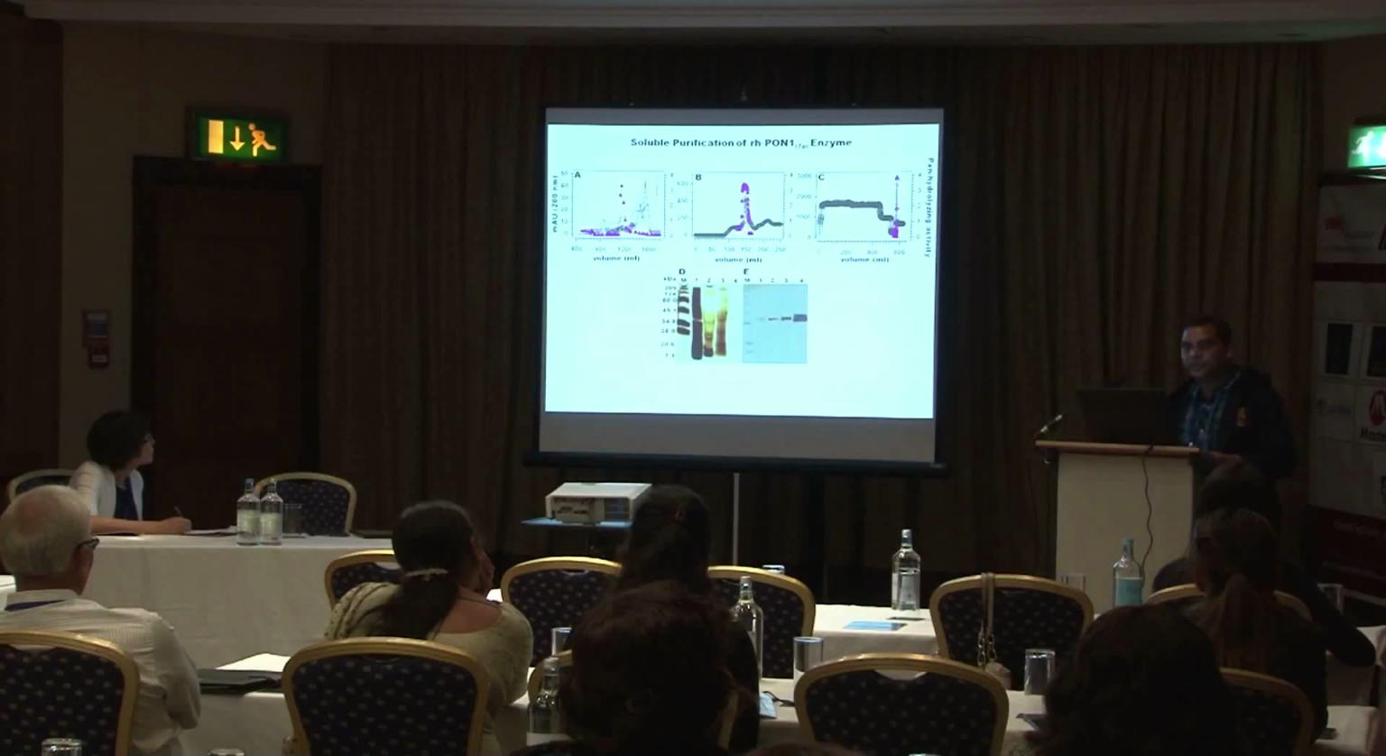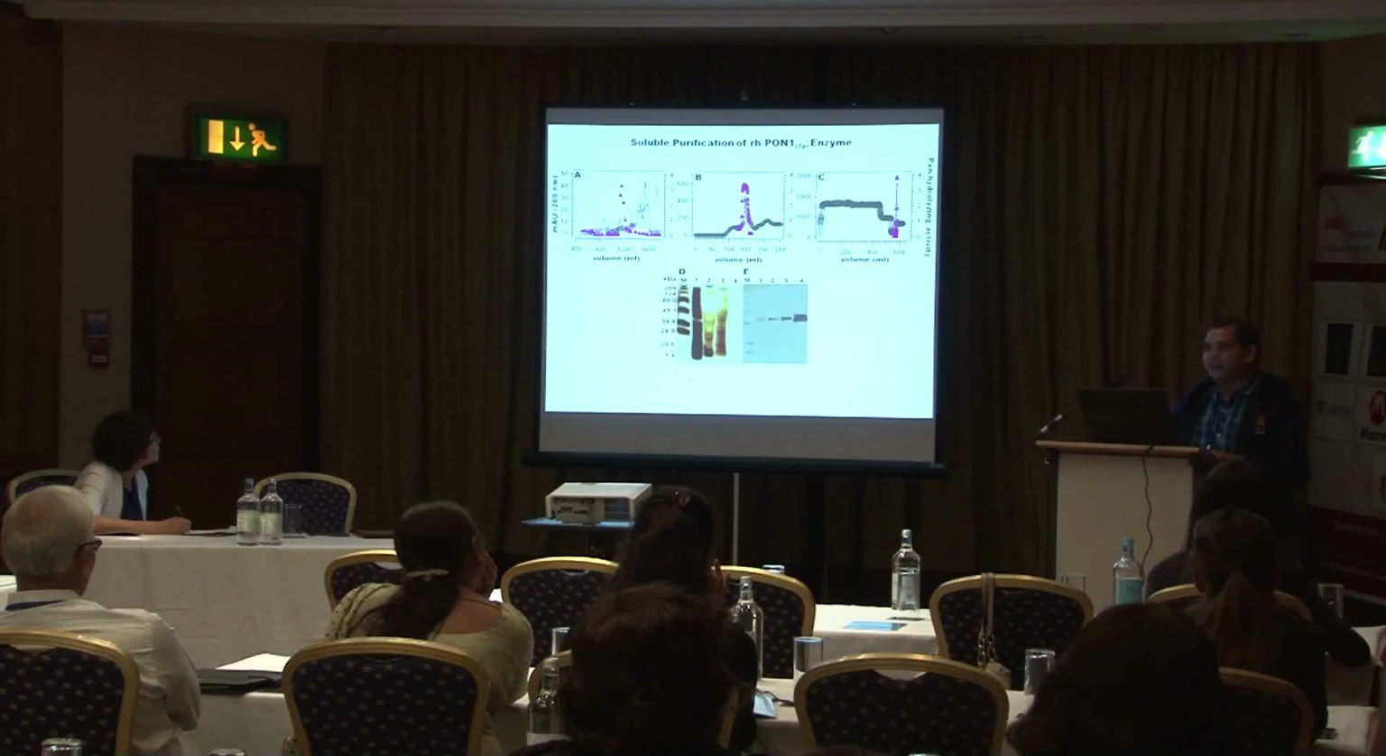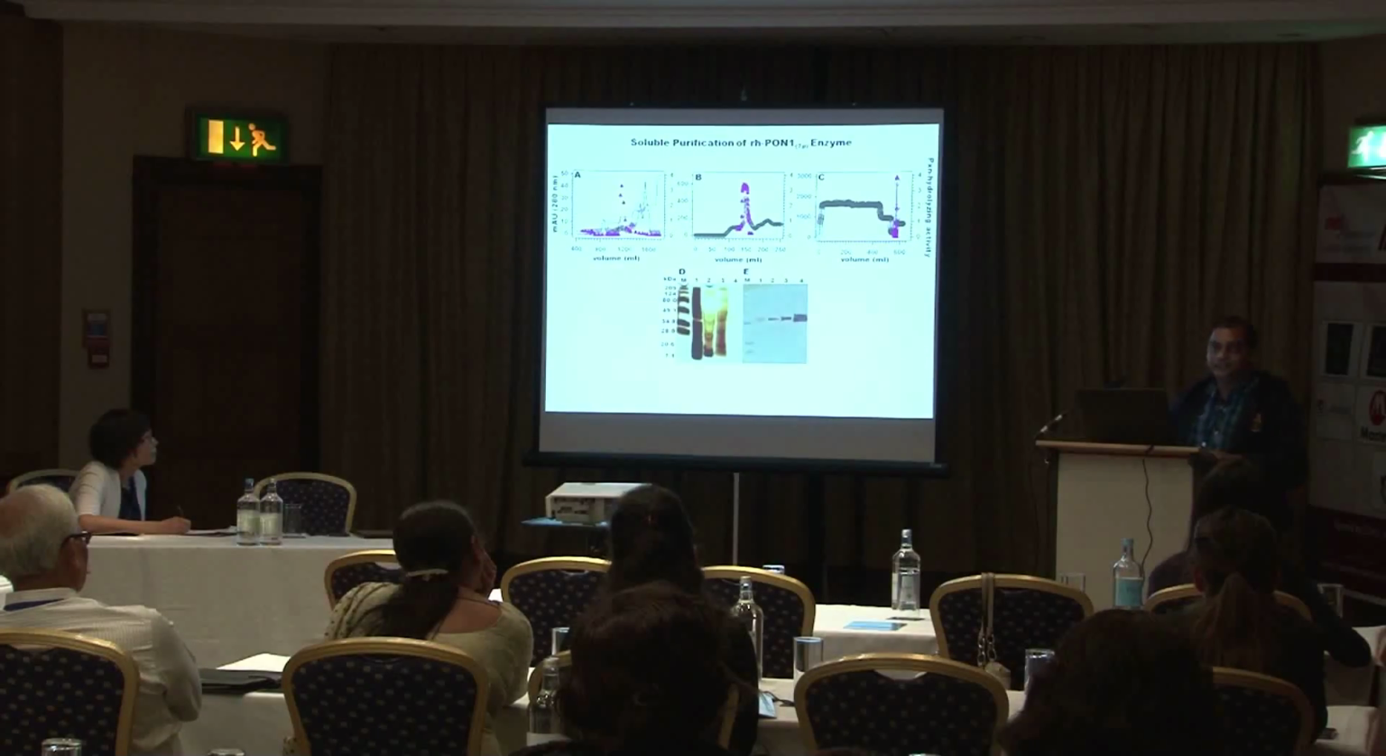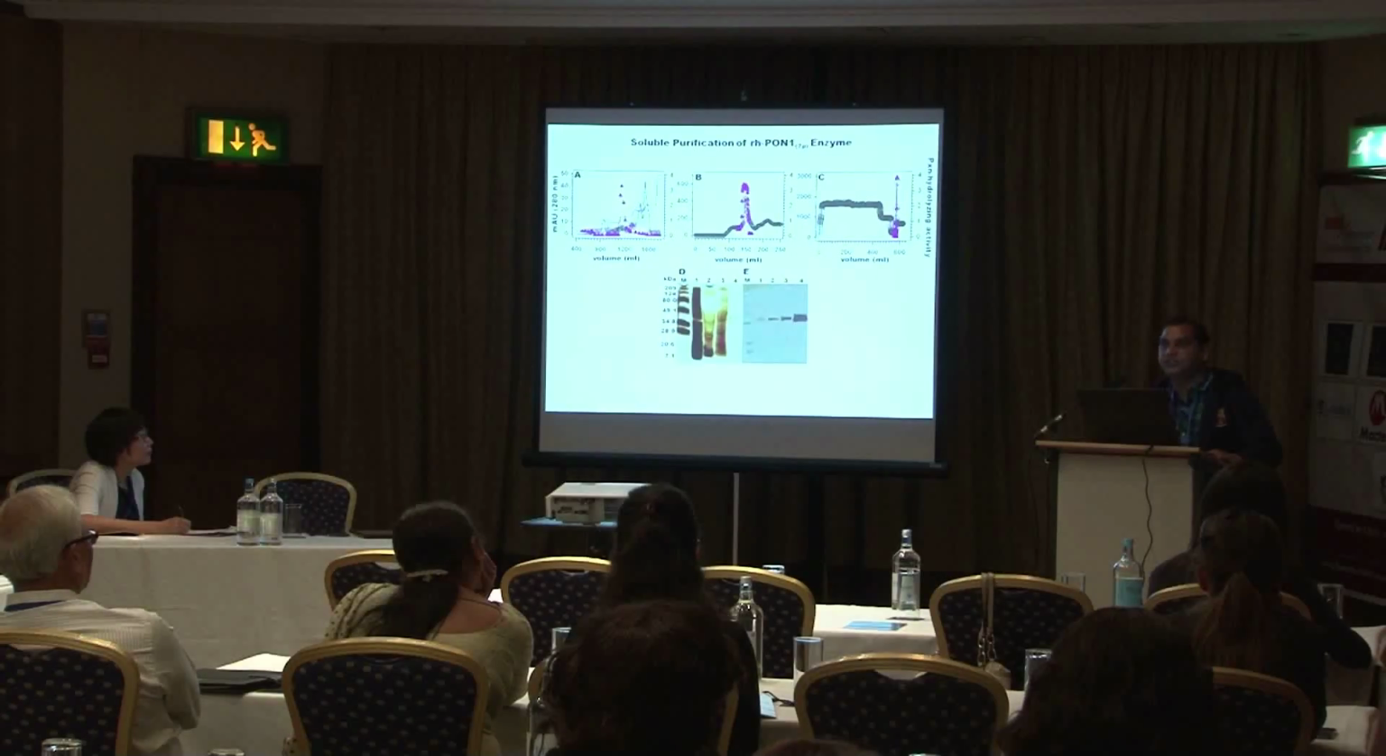First of all, we did the Q-Sepharose, then the gel filtration chromatography, and finally the nickel-NTA chromatography. In the Q-Sepharose, panel A, the pink triangle represents the paraoxonase activity profile of this enzyme, the circle represents the protein content, and the blue line represents the gradient concentration of sodium chloride, because we eluted the sample with a gradient of sodium chloride.